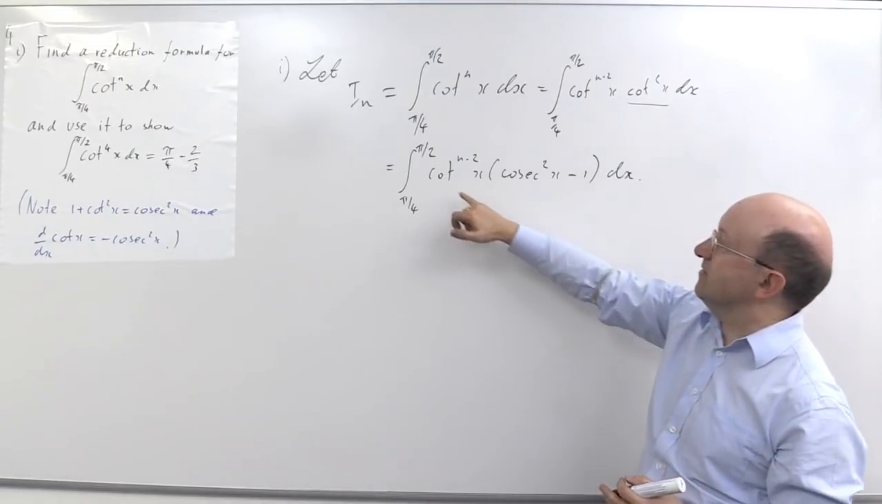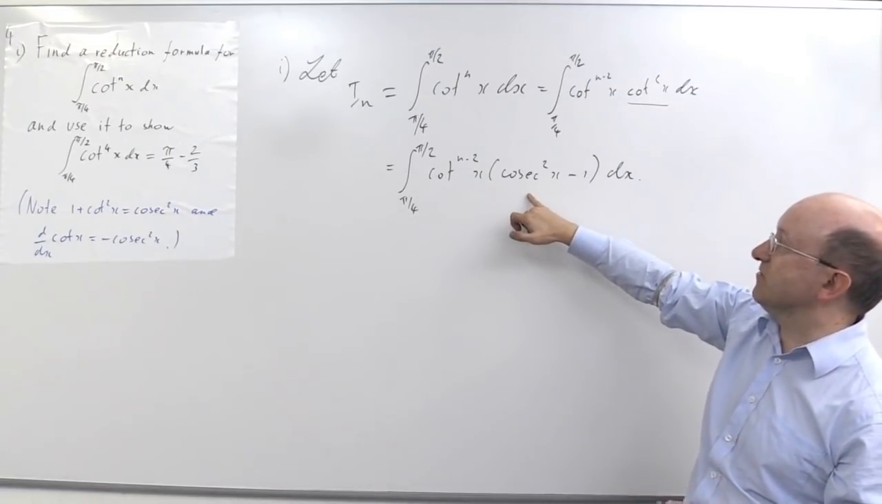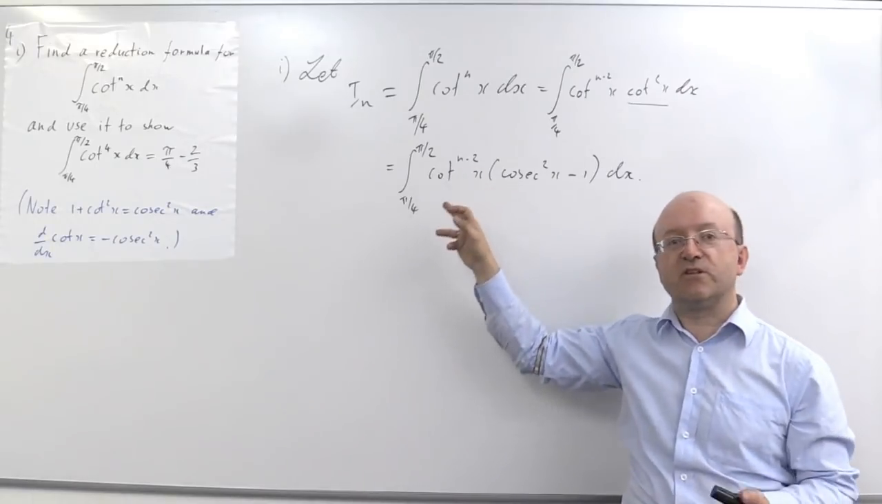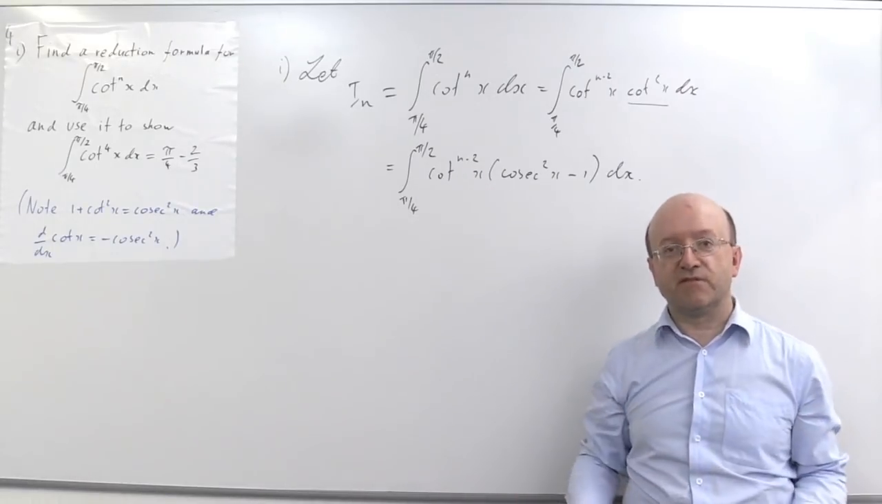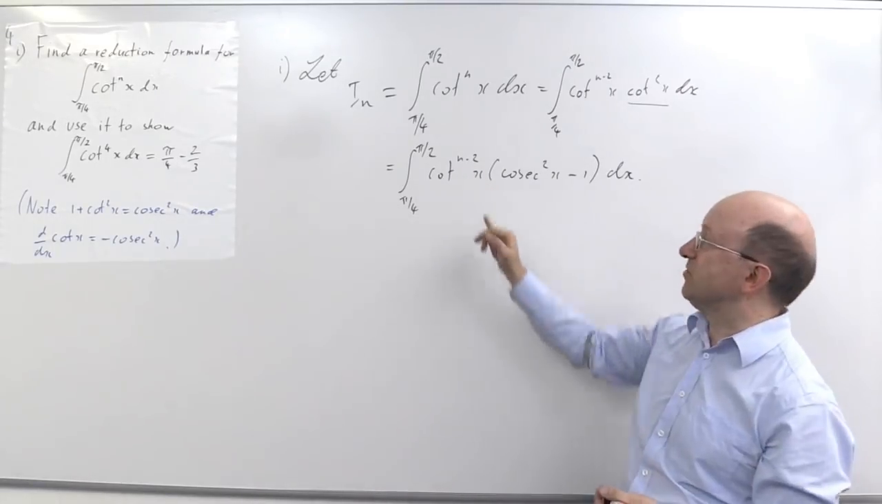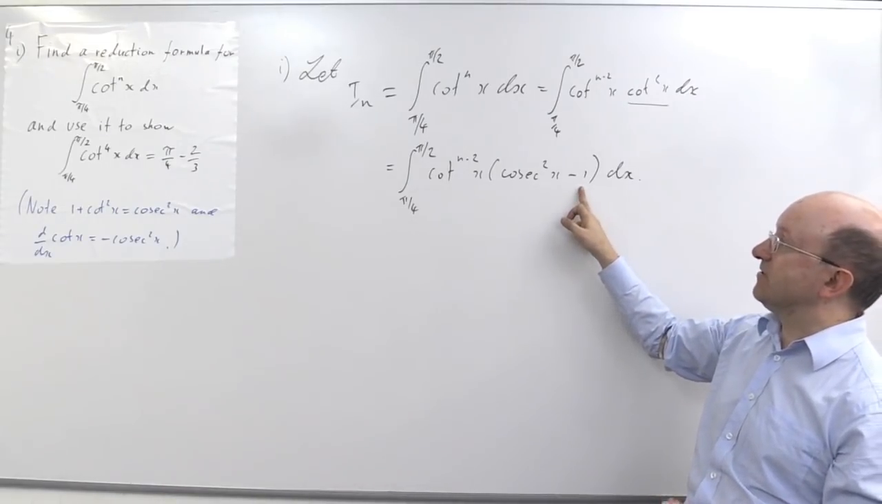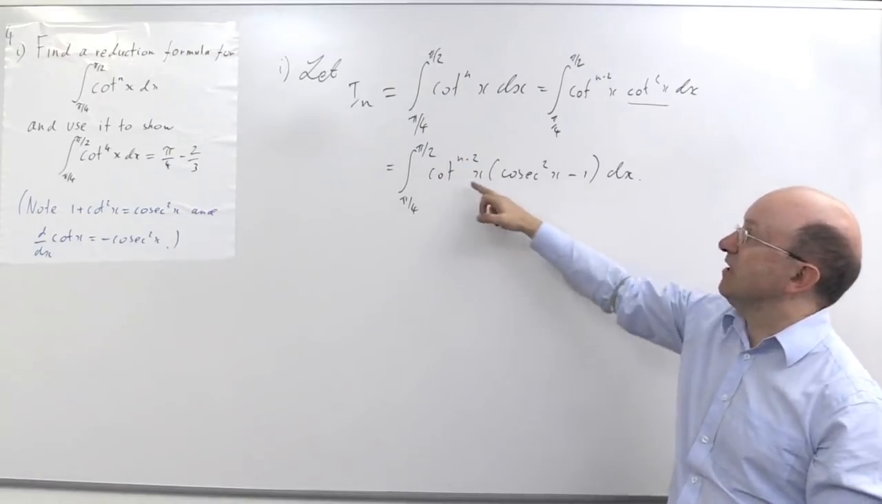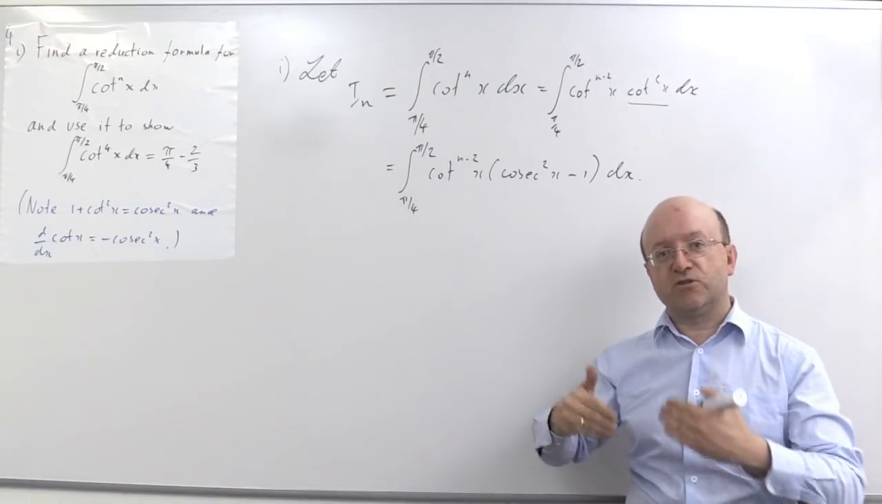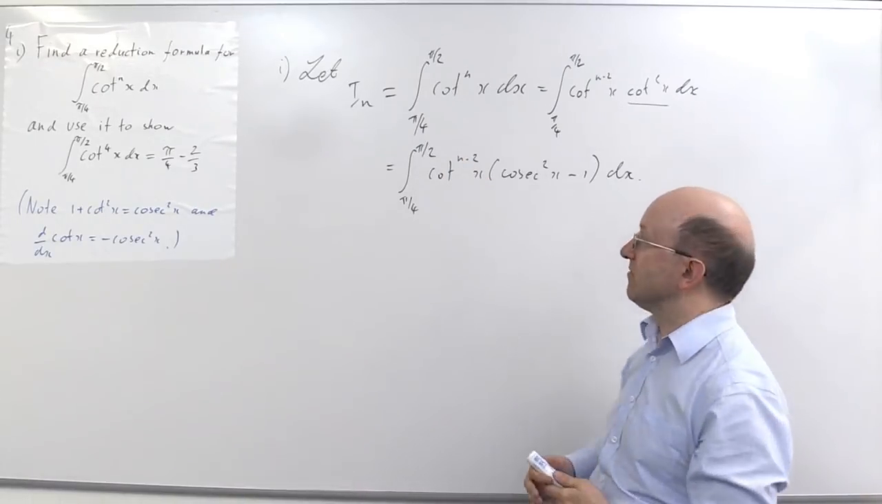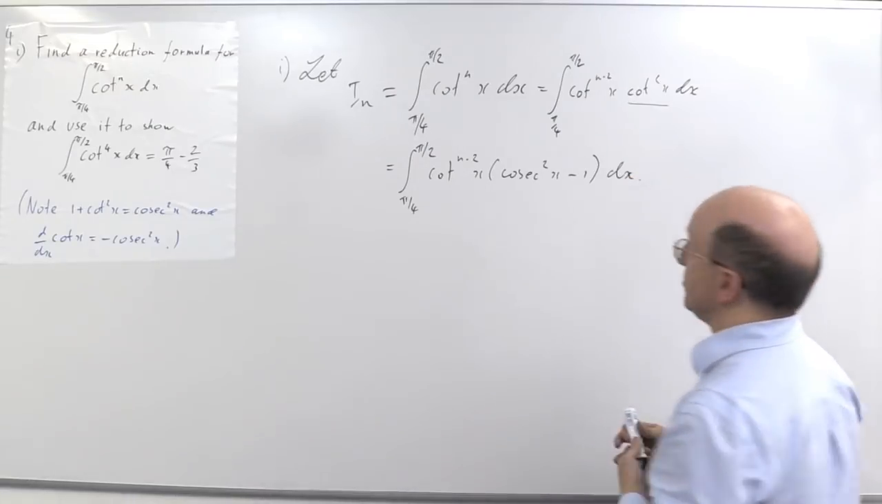Okay, now this first part here, cot to the n minus 2 times cosec squared, is now cot to the n minus 2 times the derivative of cot. So we can use a simple substitution for cot, and do this part, whereas this bit here is the same integral from pi on 4 to pi on 2, but cot to the n minus 2. So it's 2 steps down on the same integral. So, well, we can do both steps together, why not?